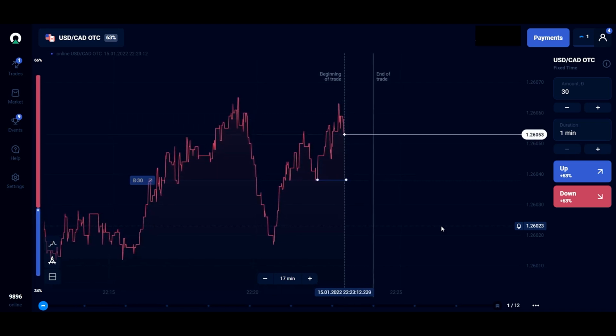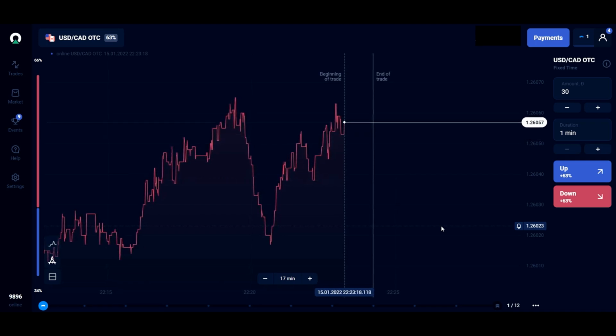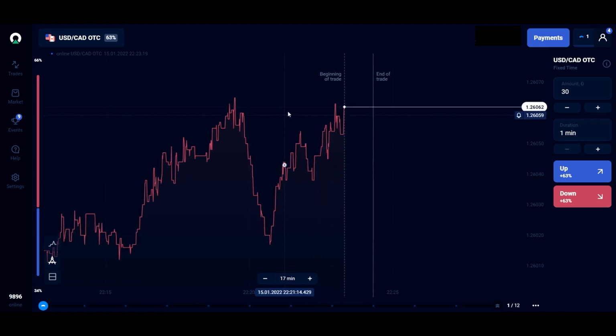All right, let's wait for the result of this trade. Awesome, traders. As you can see, we've won this trade using our simple graph-based strategy. But we're not stopping here. Now let's scan the chart and look for the next trade setup.